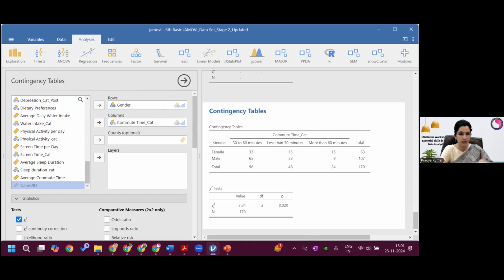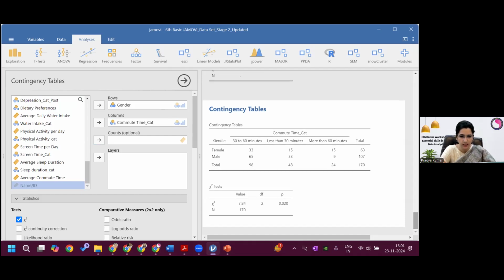So this is my count. Now can you tell me how many cells there are in this contingency table? All of you, please write in the chat box. How many cells?